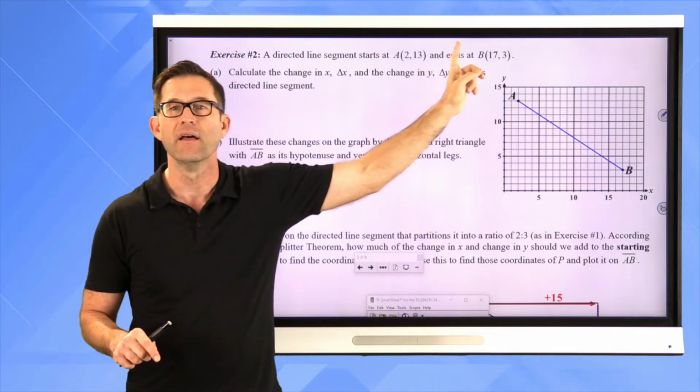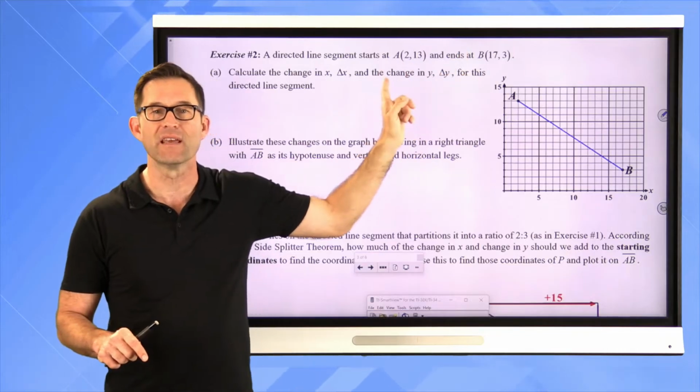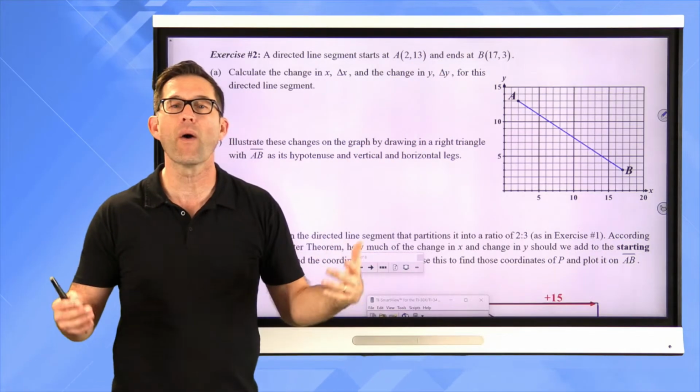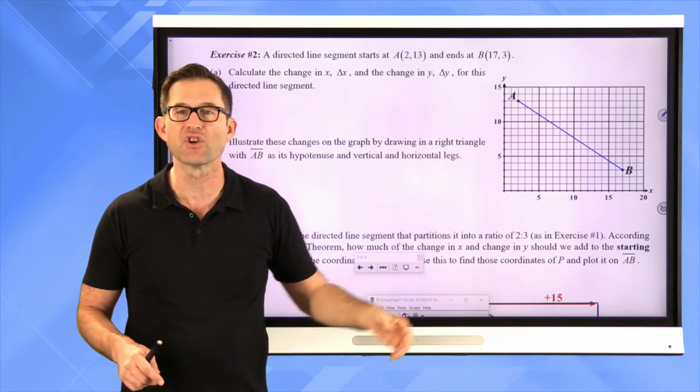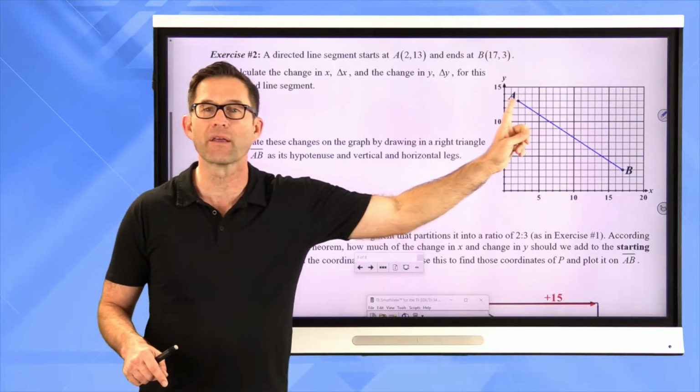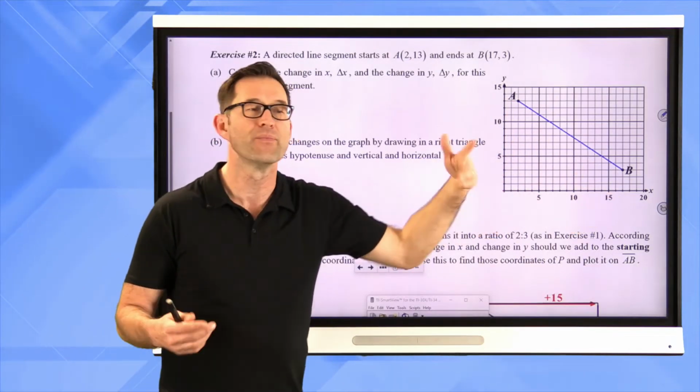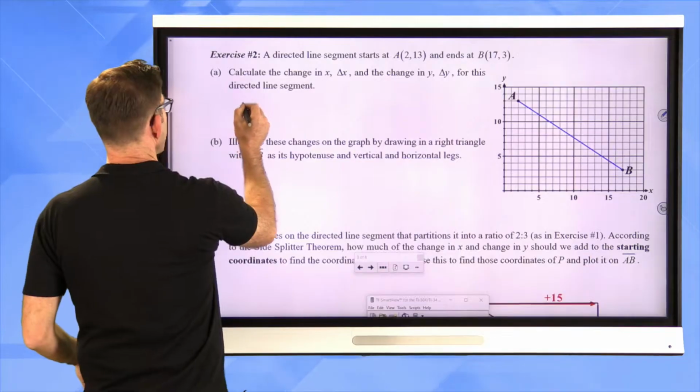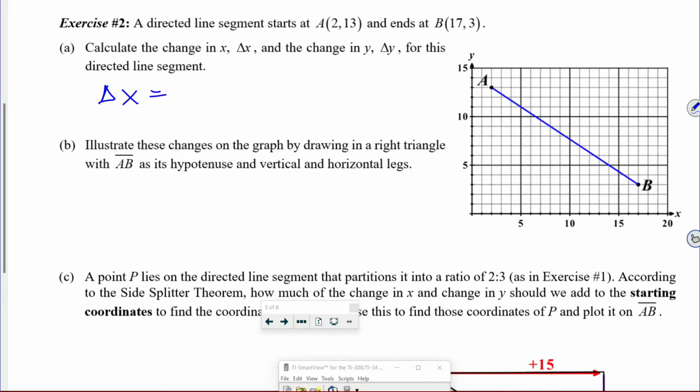I'm going to say it again. The final coordinates minus the initial coordinates, because I want to know how much the x and y change as I go from my starting point to my ending point. So in this case, delta x will be 17 minus 2, which is 15, and delta y will be 3 minus 13, which is negative 10.